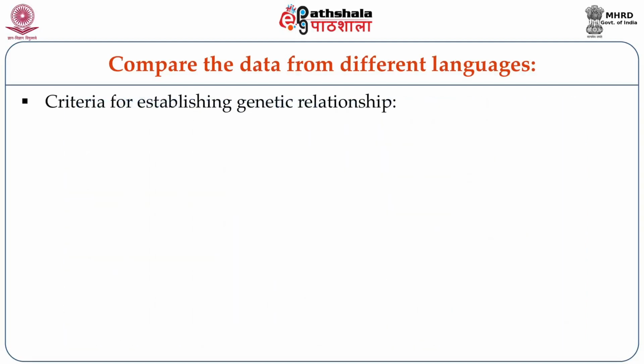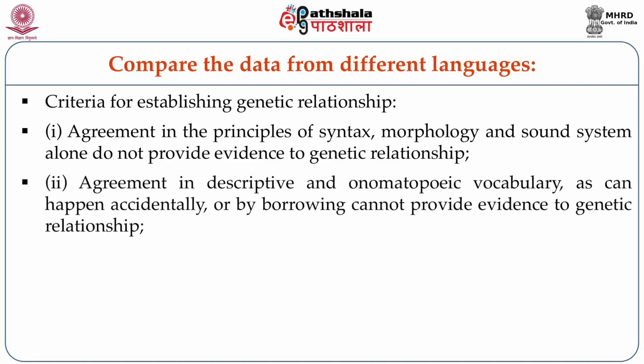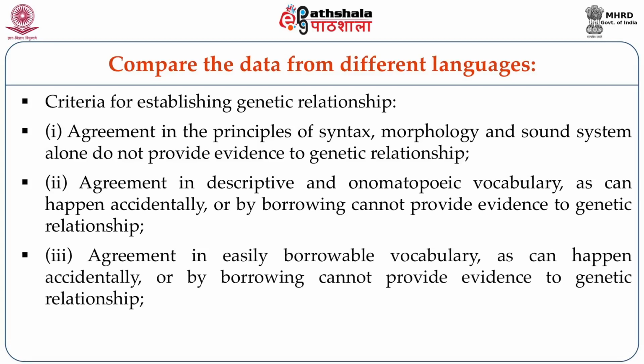So criteria for establishing genetic relationship: 1. Agreement in the principles of syntax, morphology, and sound system alone does not provide evidence of genetic relationship. 2. Similarly, agreement in descriptive and onomatopoeic vocabulary, as can happen accidentally or by borrowing, cannot provide evidence of genetic relationship. 3. Agreement in easily borrowable vocabulary, as can happen accidentally or by borrowing, cannot provide evidence of genetic relationship.